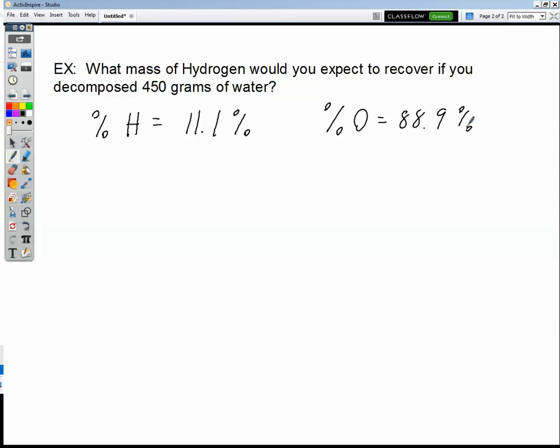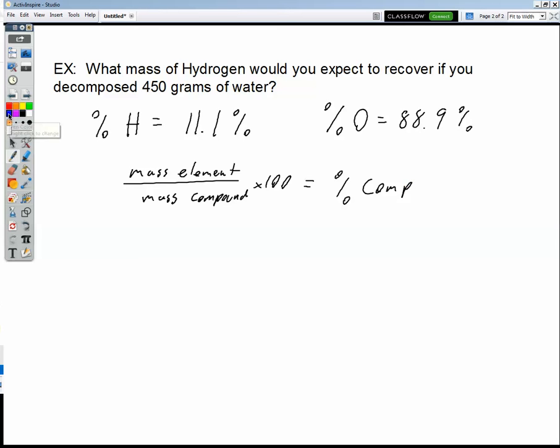So we're going to use that percent composition and the percent composition equation to answer this question. Remember, the equation is the mass of the element divided by the mass of the compound times 100, and that's going to equal the percent composition. Okay, so we're basically going to plug stuff into this equation and solve for an unknown. So we take a look at our problem here. What mass of hydrogen? That is the mass of the element. That is our unknown.